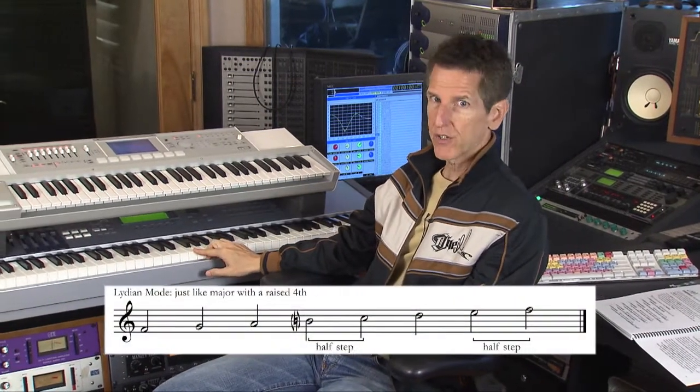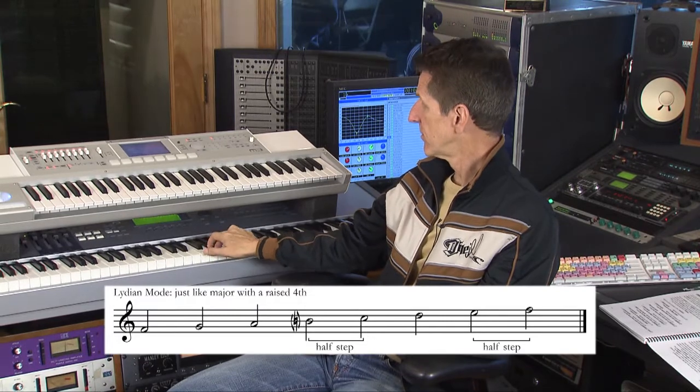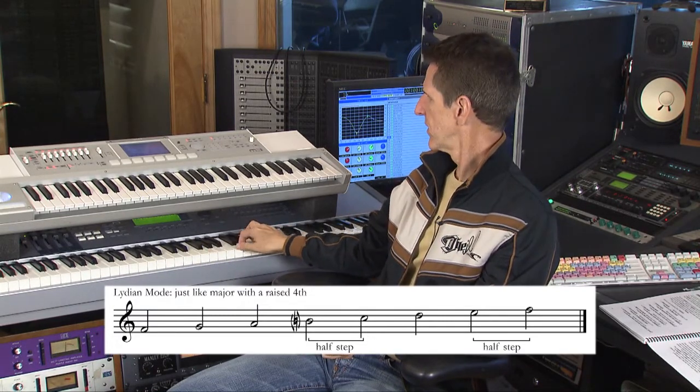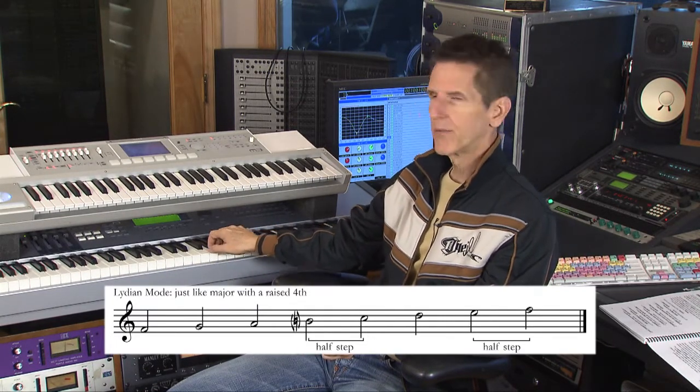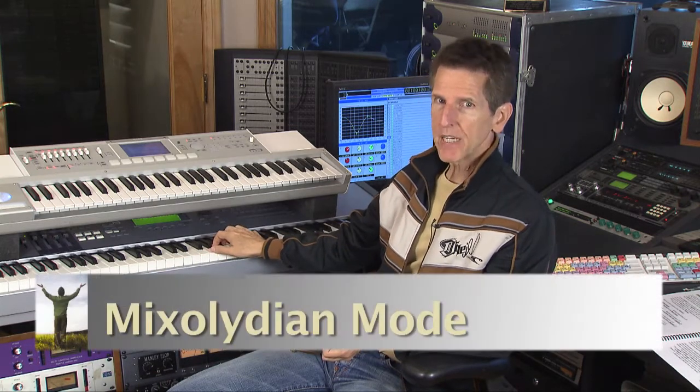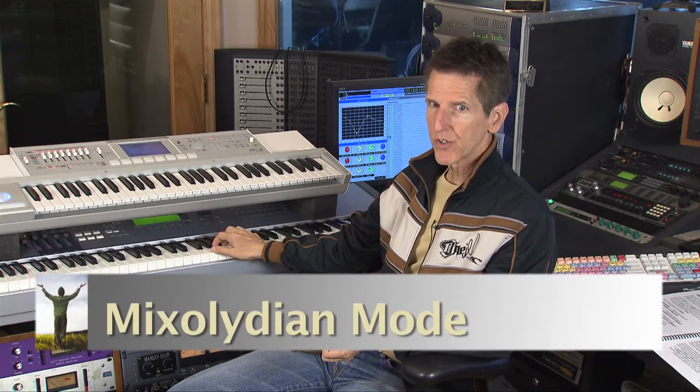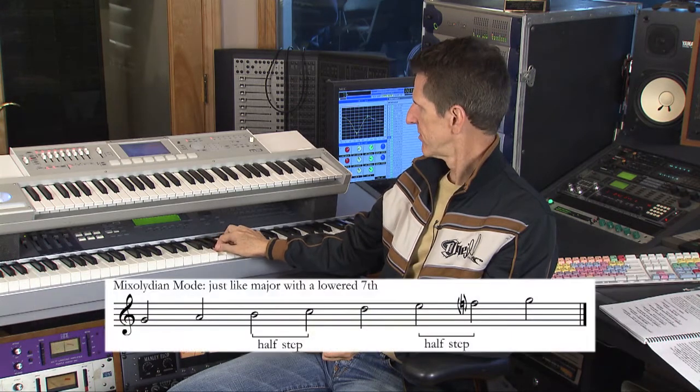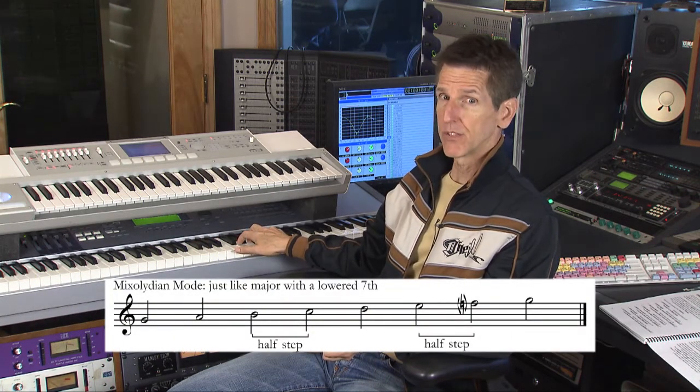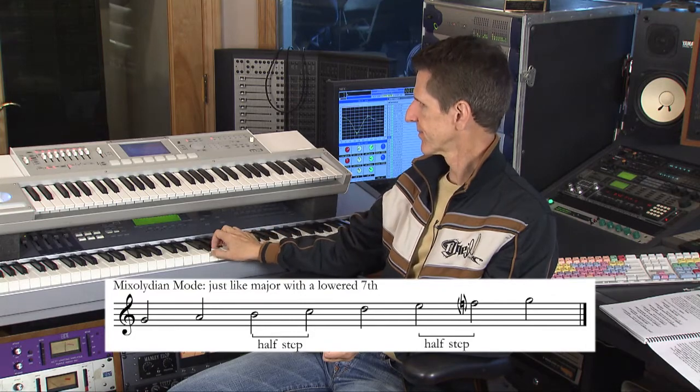Each mode has a unique characteristic that causes you to identify the mode. Lydian, for instance, has a raised 4th. Remember, Lydian is white keys starting on F. So let's listen to that. There's that raised 4th. And Mixolydian has a lowered 7th. There's that lowered 7th. So those are the 2 that are based on major.